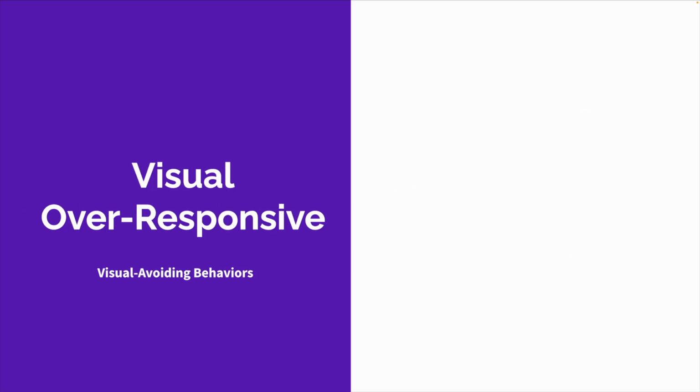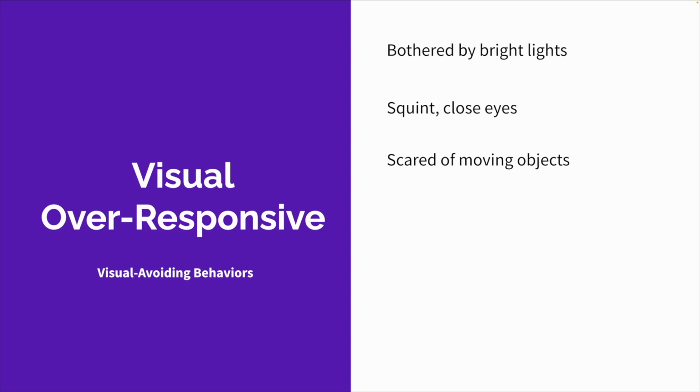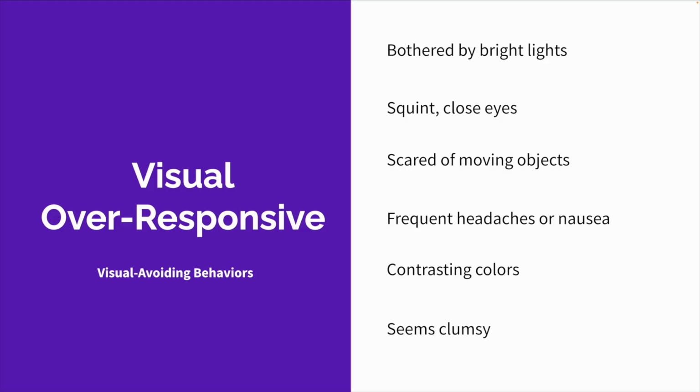For a child who is visually overresponsive, they may become overwhelmed by visual input. Bright or fluorescent lighting may bother them, and they may squint or cover their eyes. They might seem afraid of moving objects or avoid visually busy environments. Some children may complain of frequent headaches, dizziness, or nausea, and these can be related to visual input. They might not be able to differentiate between contrasting colors or hues. And they might seem clumsy because they're unaware of obstacles in their path.